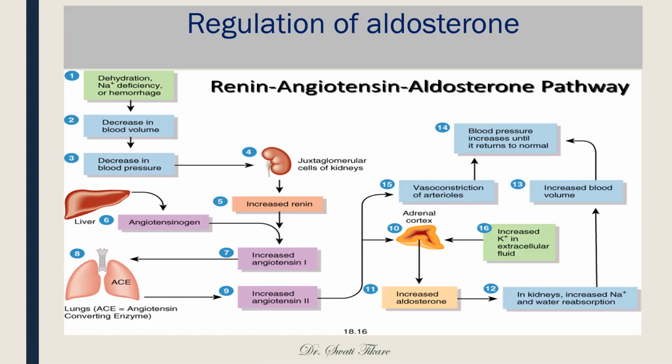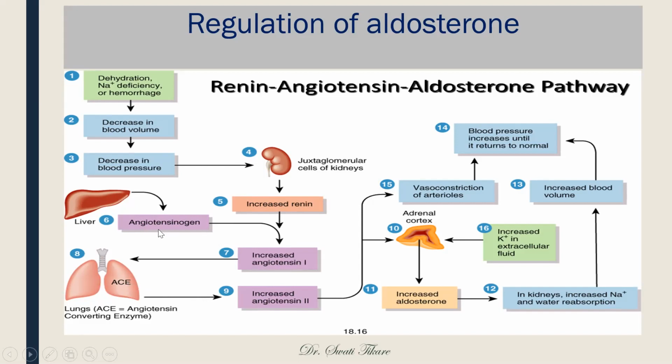And what does it do? It releases a hormone called renin. Okay, and once renin is produced, the renin converts angiotensinogen, that is a protein that is present in the liver, to angiotensin 1 and angiotensin 2. Of course, some converting enzymes are required. It has to pass through the lung.